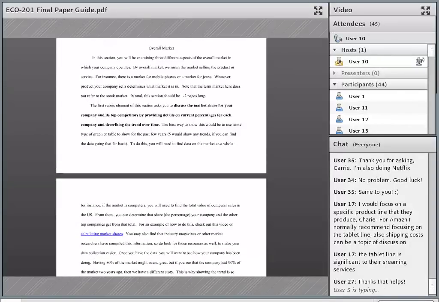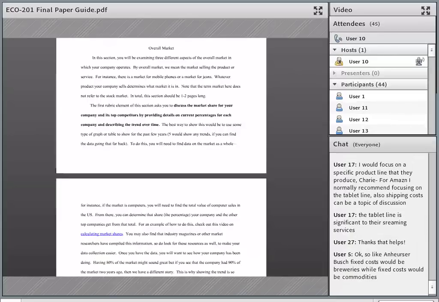So the overall market section has three critical elements. The first critical element, I do see a question, so hopefully Ellen can grab that one for me. The first critical element in overall market is asking you to discuss the market share for your company and its top competitors by providing details on current percentages for each company and describing their trend over time.